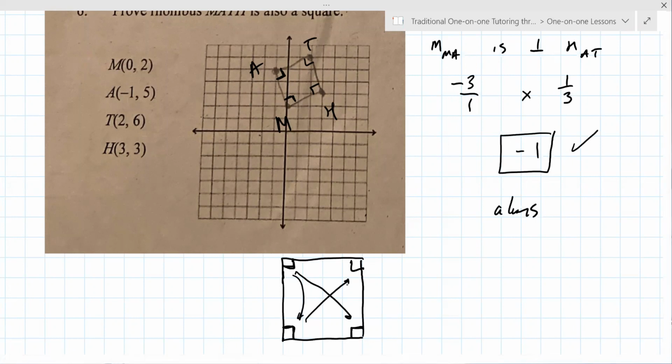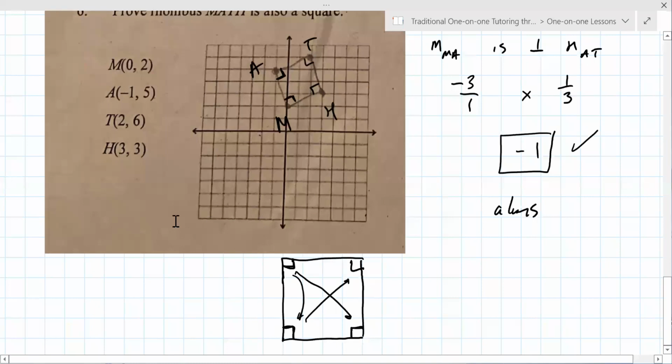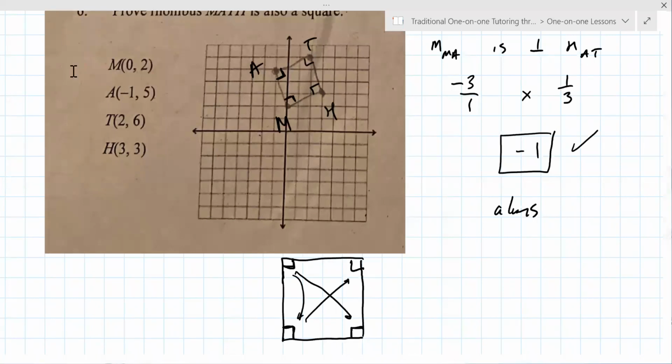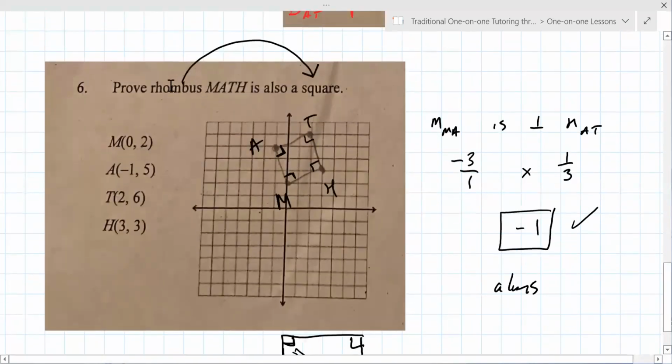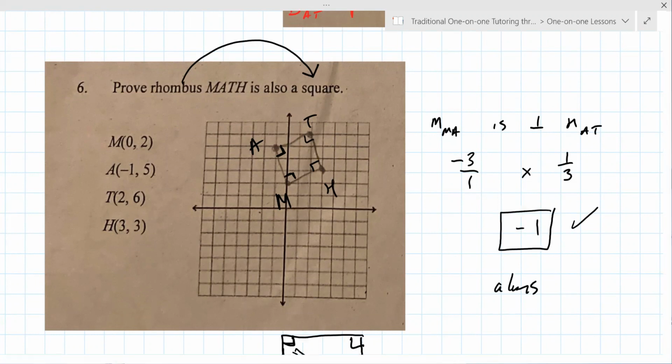Would that be like a parallelogram diagonal conjecture? Well, if it's a parallelogram, and in this case, if it's a rhombus, you already know a bunch of things about it. You just have to figure out the one thing that differentiates it from a square. And that's what you're going to be tested on.